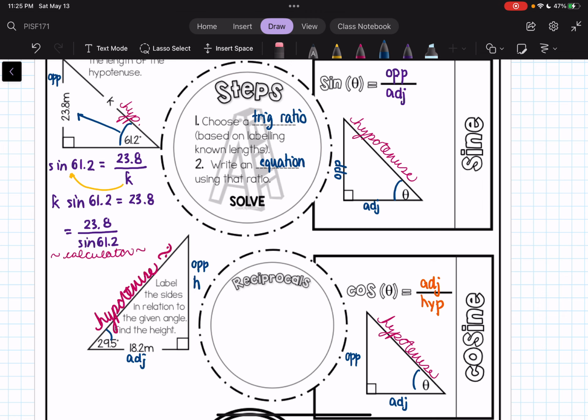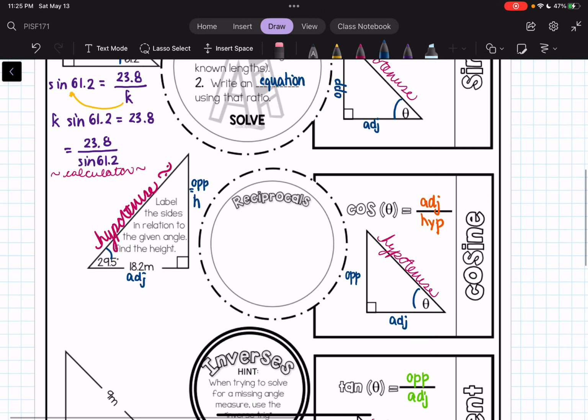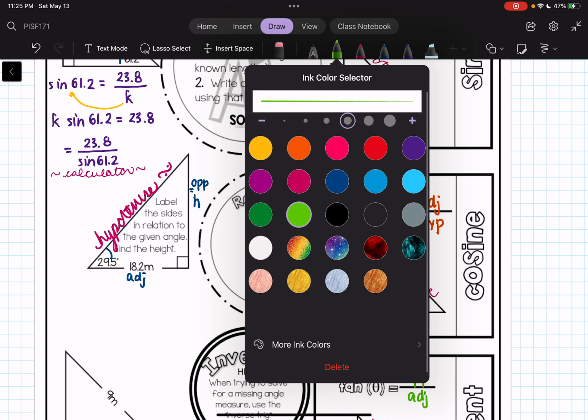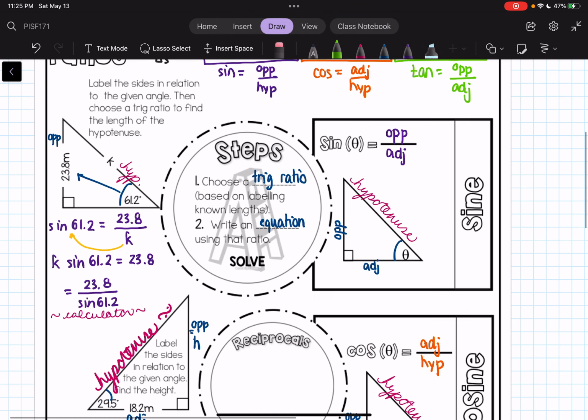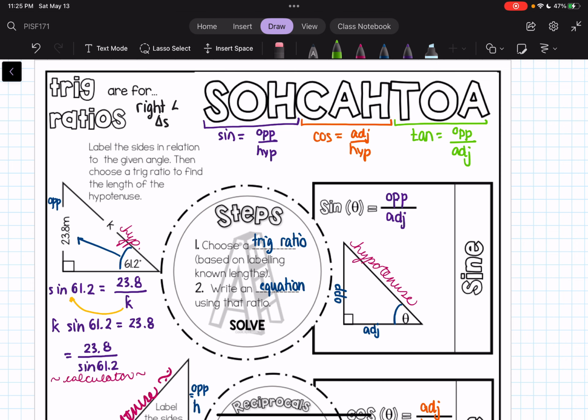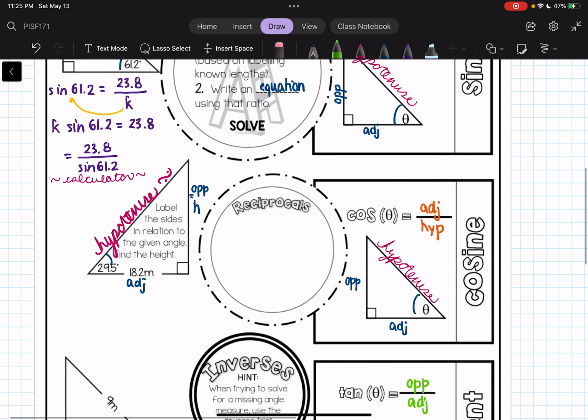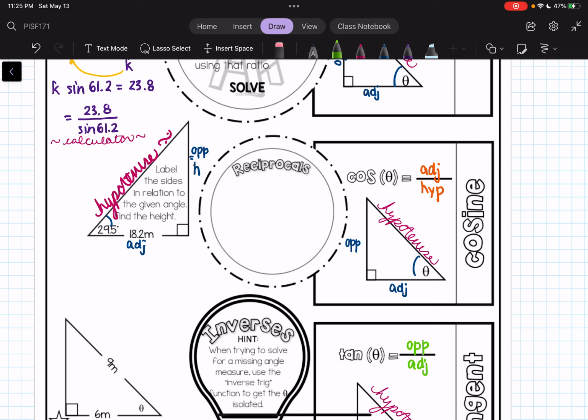Okay. So we have an angle. We have the adjacent to that angle, but we want the opposite to that angle. So which trig ratio uses opposite and adjacent? And that is tan. So we start by writing out the equation with that trig ratio. So tan of 29.5 is equal to opposite, which I have labeled h, over adjacent, which is given as 18.2.